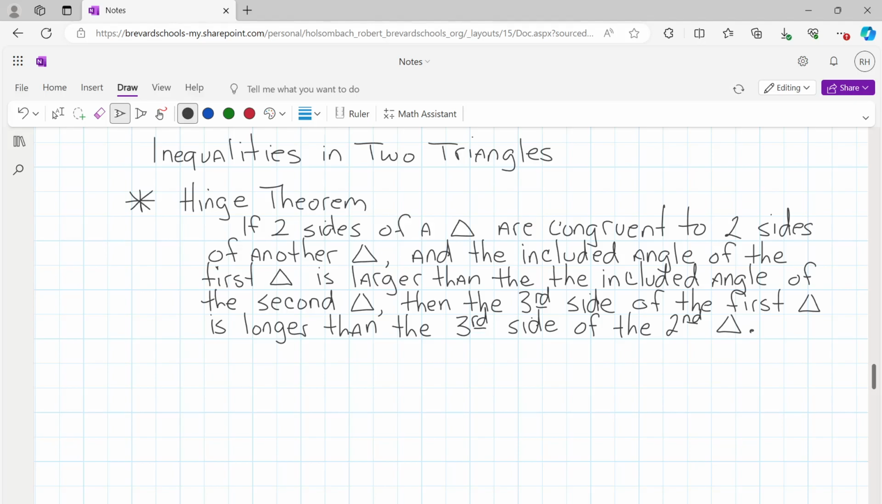And this diagram will make a lot more sense. But again, if two sides of a triangle are congruent to two sides of another triangle, and the included angle of the first triangle is larger than the included angle of the second triangle, then the third side of the first triangle is longer than the third side of the second triangle. So here's what this looks like in a picture.